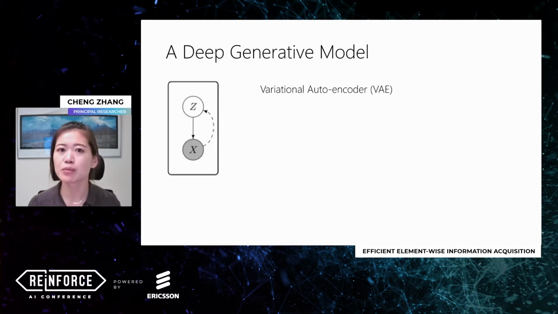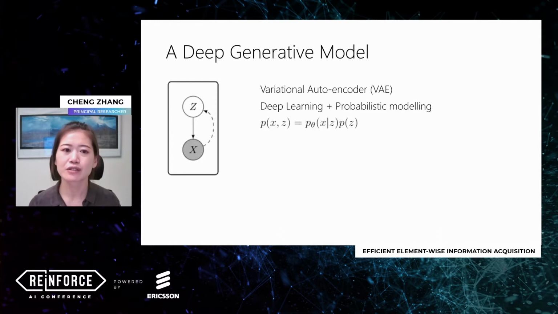We use a deep generative model. In particular, this model is based on variational autoencoders. The variational autoencoder combines the best part of deep learning and probabilistic modeling. So in general, it's still a probabilistic model. It assumes there is a latent space Z that generates your observation. For example, the health status of Alice generates all different observations, like the body temperature, coughing, and all the symptoms.